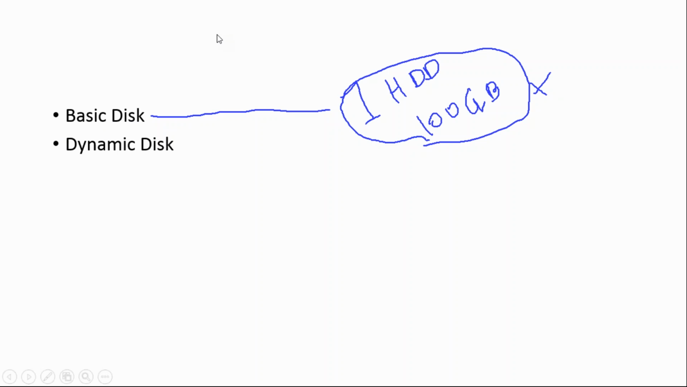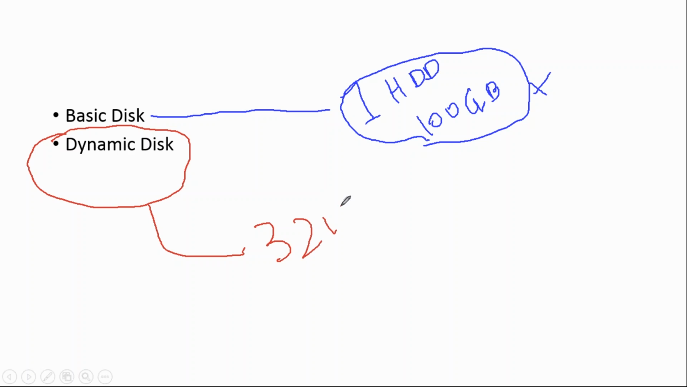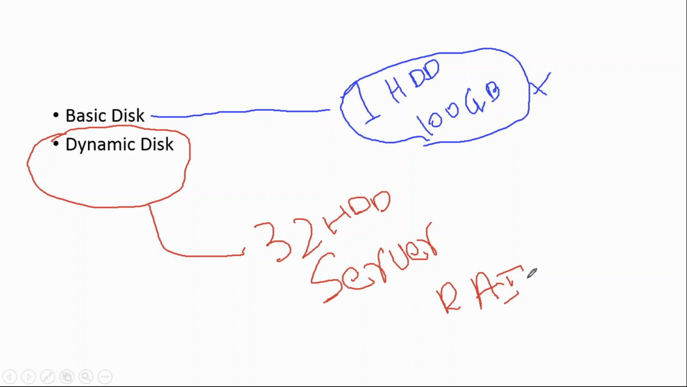Whereas dynamic disk supports up to 32 hard disks, and you should use only server systems here, server OS. Here comes RAID configuration. We'll be discussing it in future classes. But as of now, today's session will discuss only basic disk.